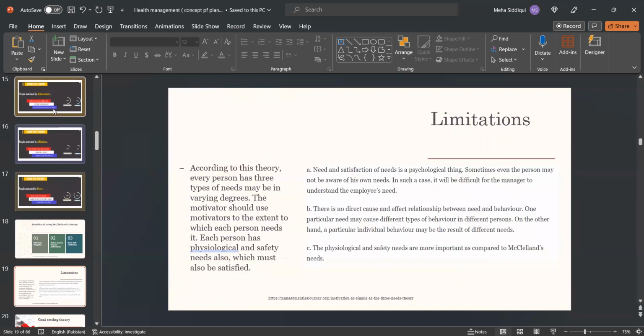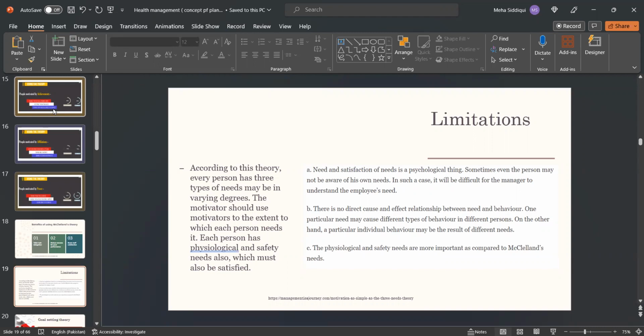Then come the limitations. According to this theory, every person has three types of need, maybe in varying degrees. The motivator should use motivators to the extent to which each person needs it. Each person has physiological and safety needs also, which must also be satisfied. So, need and satisfaction of needs is a physiological thing. Sometimes even the person may not be aware of his own needs. In such a case, it will be difficult for the manager to understand the employee's needs.